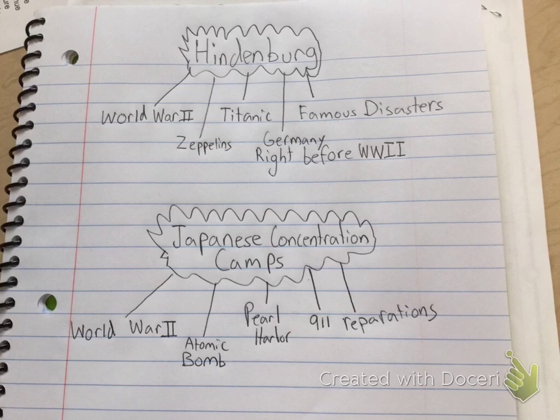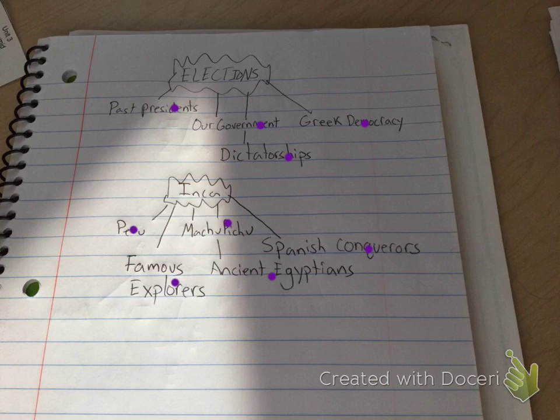So I thought about if there was anything else I wanted to add. And there was. I wanted to add elections and the Inca as learning webs. And for elections, I want to know about past presidents and our government, Greek democracy and dictatorships. Inca: Peru, Machu Picchu, Spanish conquerors, ancient Egyptians, famous explorers. If there's other things you want to add, this is another chance to pause and add to your learning webs. Maybe you're into one of these topics.